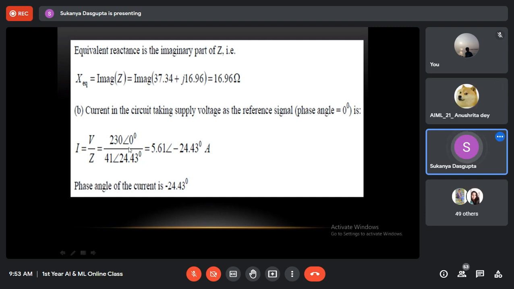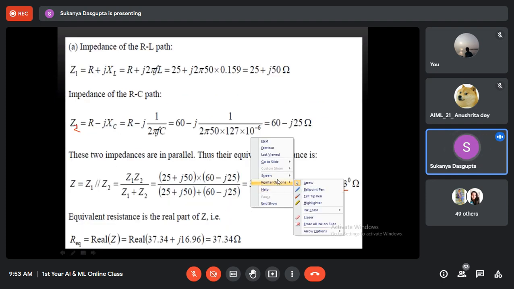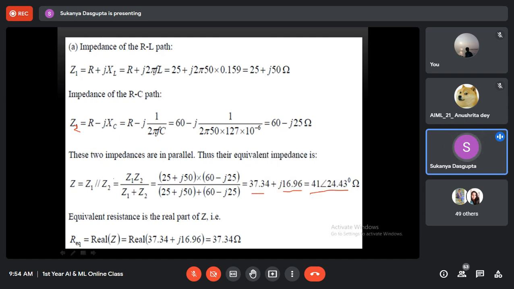Ma'am, why is the equivalent reactance the imaginary part of Z? That part, I didn't understand. Wait a minute. This is the overall impedance. Let me take the point of this. This is the overall impedance, which is just Z1 parallel Z2.